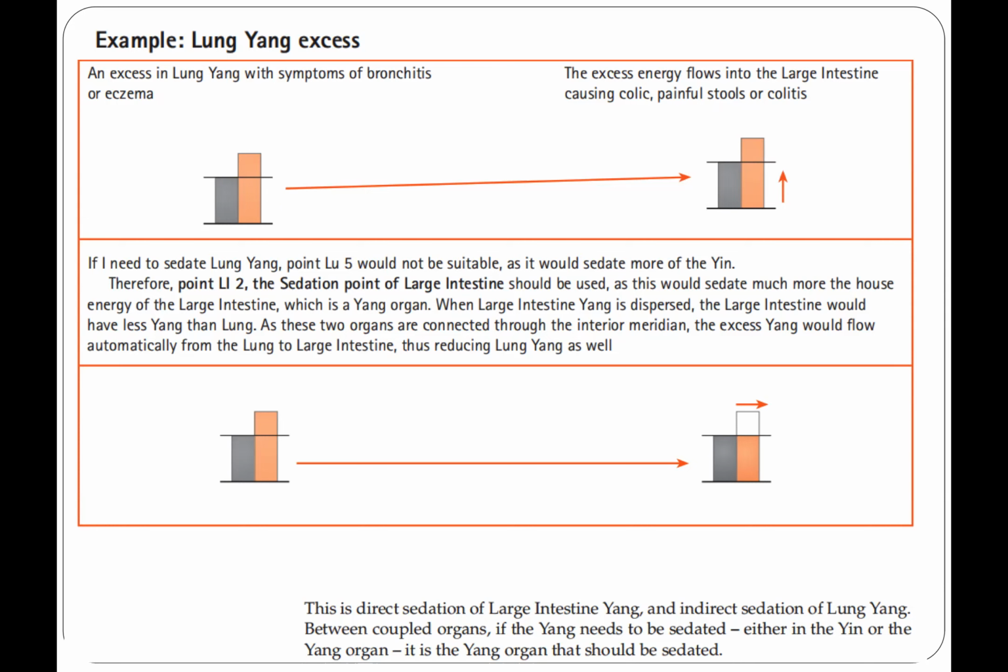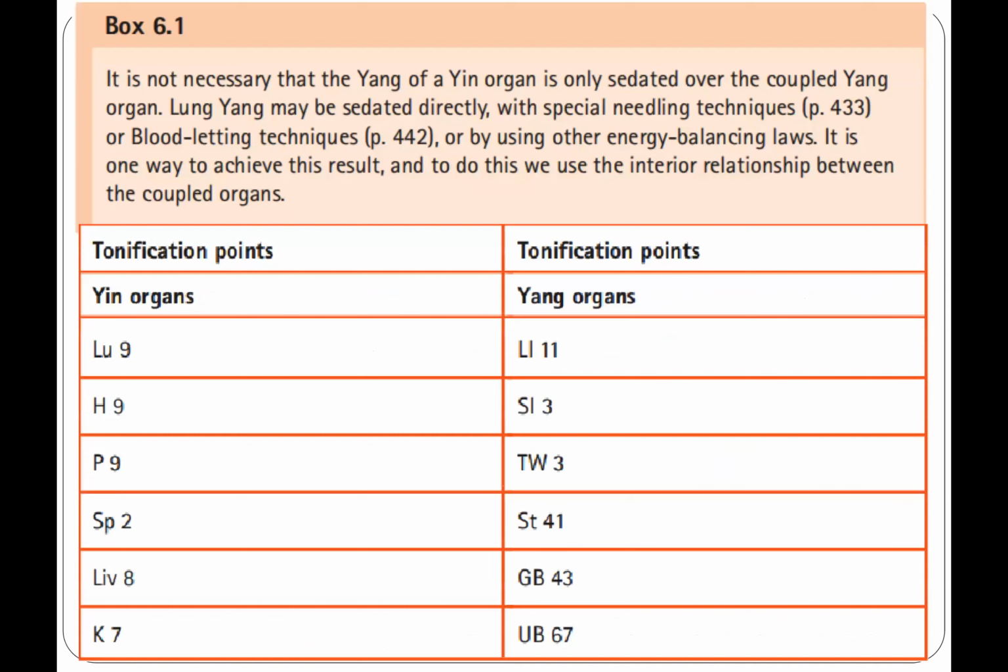So, it can be excreted, and so it disappears. The heat in the lungs goes to the large intestine, then the large intestine excretes the heat, then it normalizes. That is the explanation. So, if the yang needs to be sedated, either the yin or the yang organ, it is the yang organ that should be sedated. So, the yang organ is the large intestine.